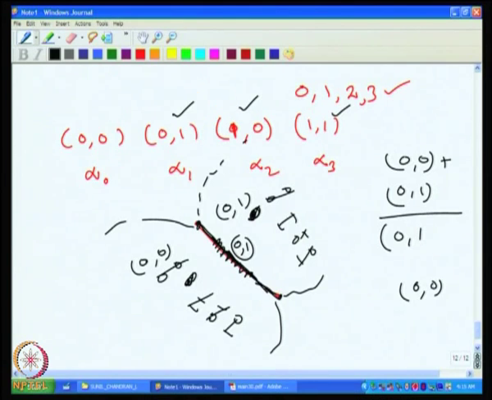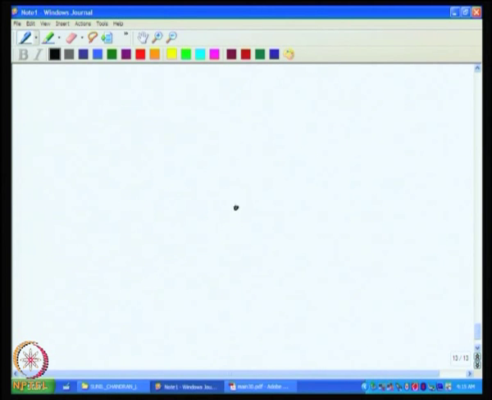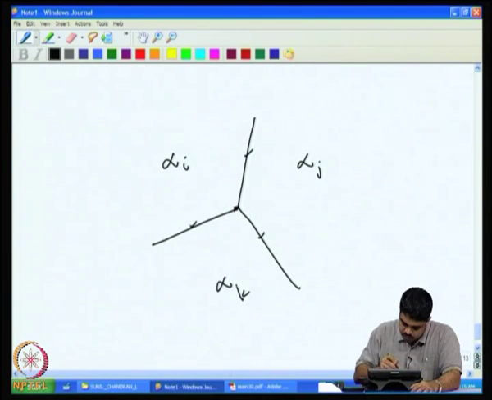Of course, it is a proper coloring, because if you look at this vertex, we want to make sure that the 3 colors on this edge, this edge, this edge are different. Now, this face, let us say this is alpha i, this is alpha j, and this is alpha k. What will be the color on this thing?